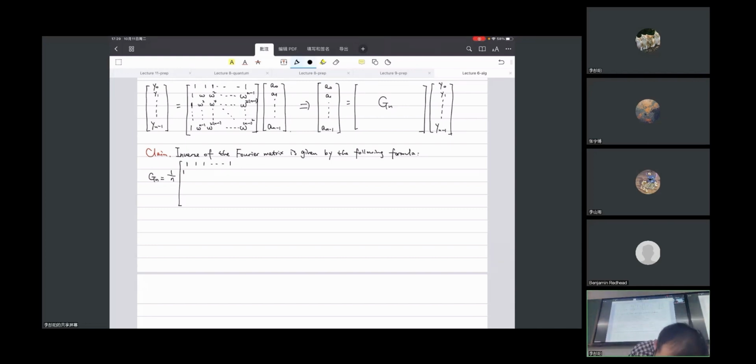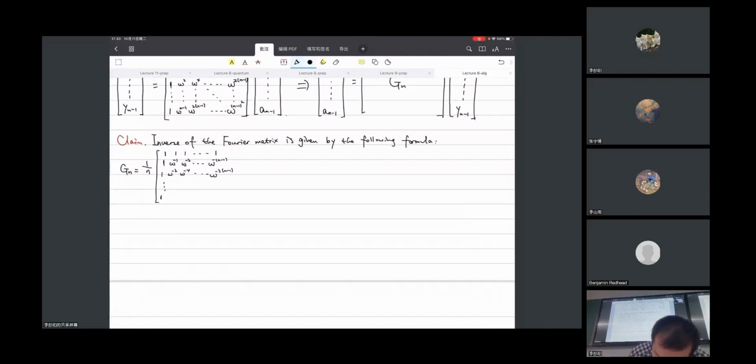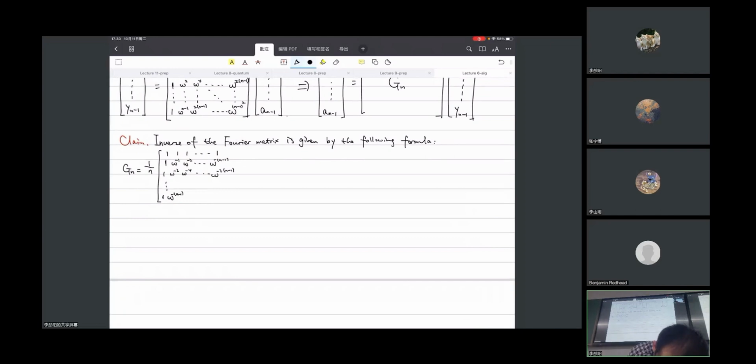1 in the first line. So 1, they're actually in the same column. So 1, omega to the minus 1, omega to the minus 2, up to omega to the minus n minus 1. Then 1, omega to the minus 2, omega to the minus 4, and so on. Let me zoom in a little bit because it's a little bit small here. And finally, this is omega to the minus (n minus 1) squared. It's basically this.